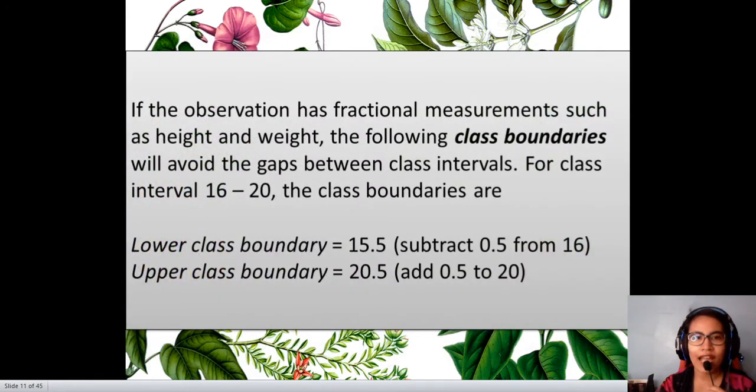But when you're being asked for the lower class boundary and upper class boundary, it should always have a 0.5. So for the lower class, always subtract 0.5 from your lower class limit, and for the upper class, add 0.5 if you're being asked for the upper class boundary.